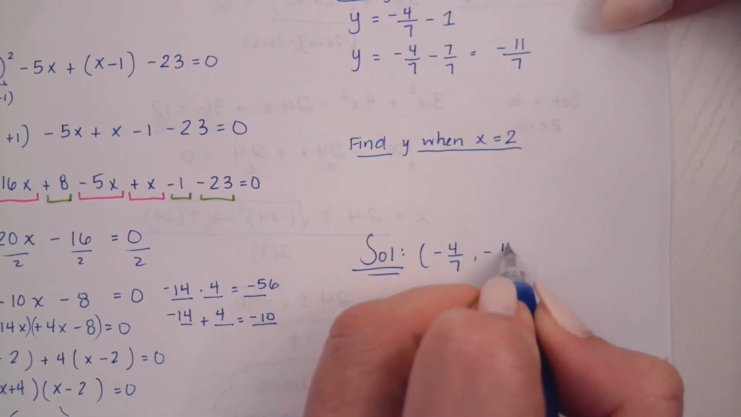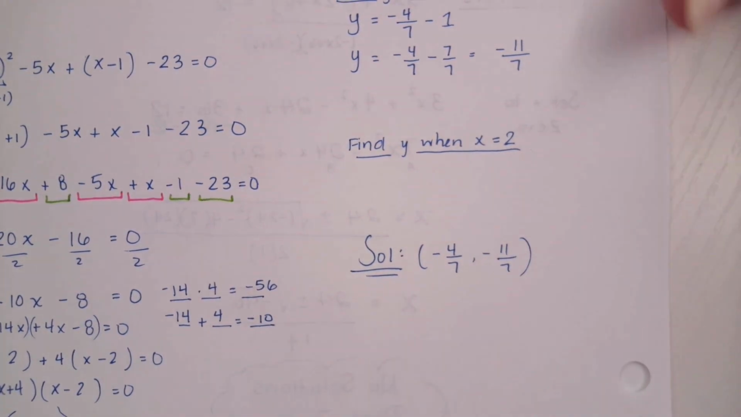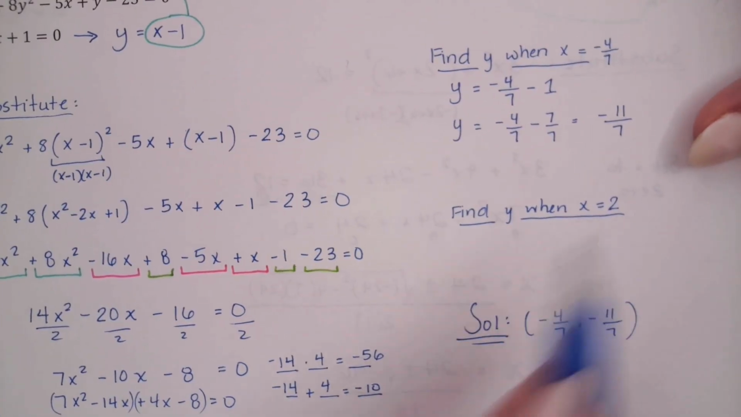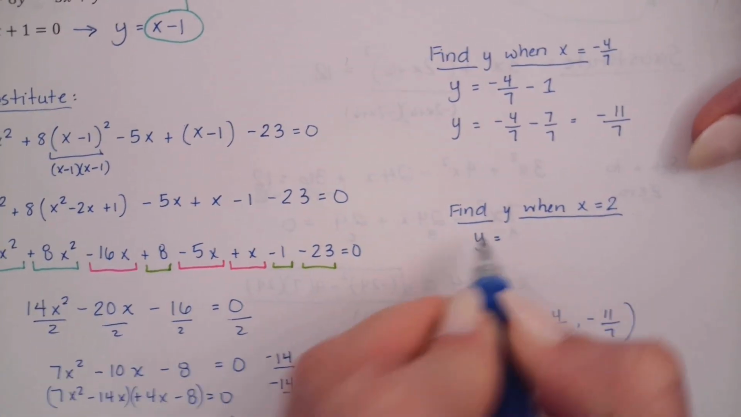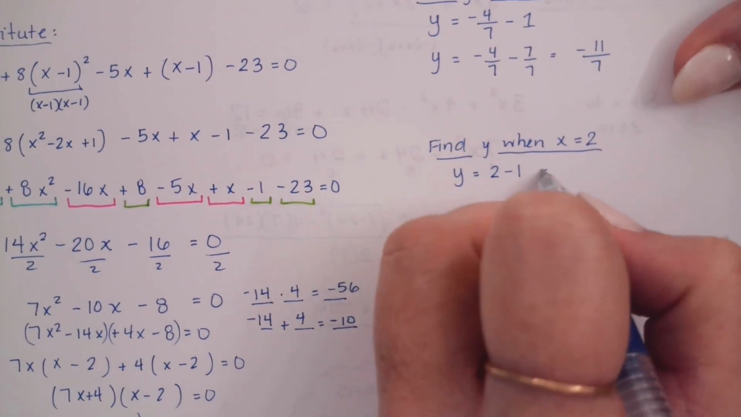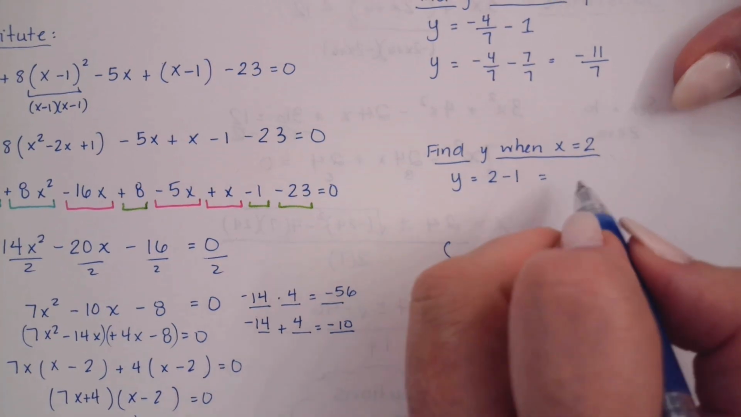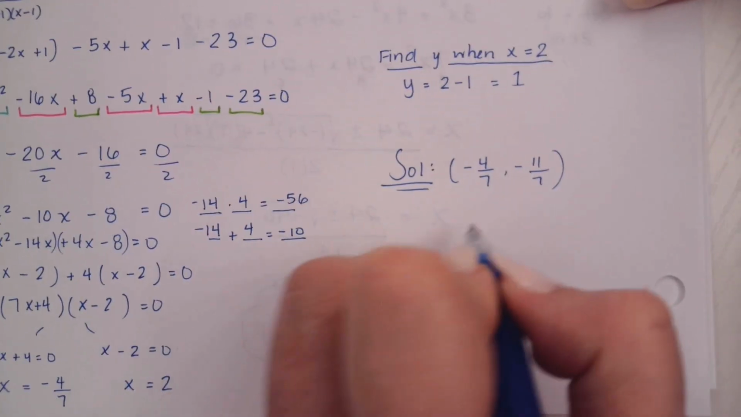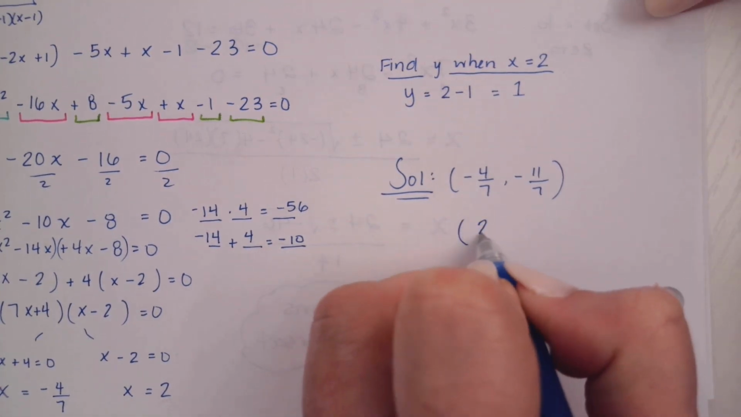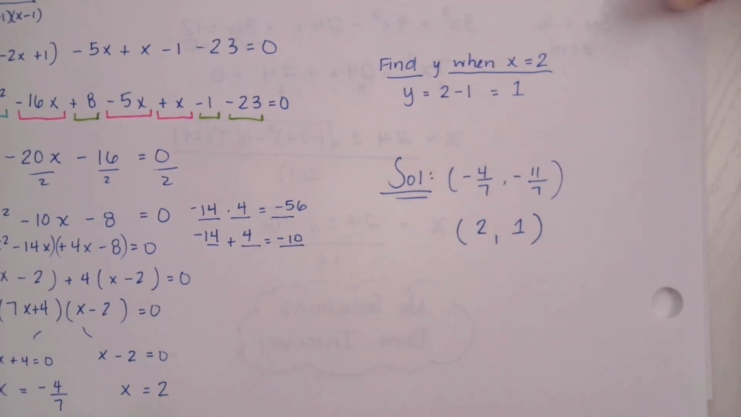So they don't always intersect at nice, pretty points. Some of them are ugly. The second one's nice, though. To find y when x is 2, well, y is just the x value -1. So the second solution would be 2, 1. So this one has two points that they cross at, just like the last one did.